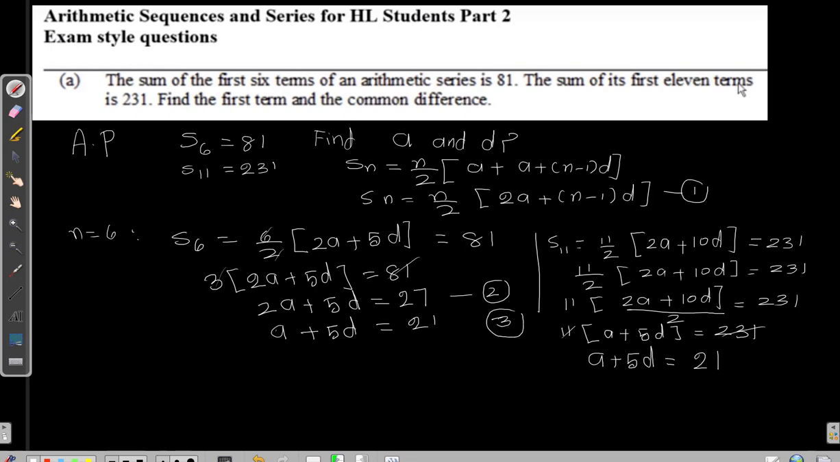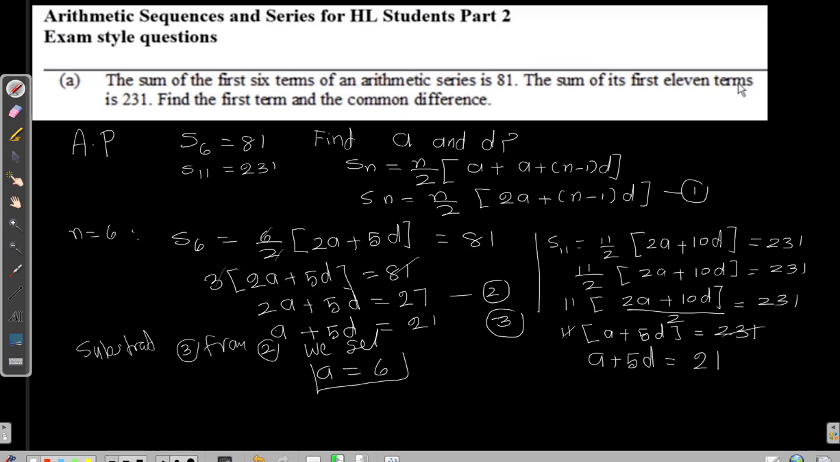So the easy way is, what we can do is subtract equation 3 from equation 2. We get 2a minus a is what? a equal to, 5d, 5d cancel out, 27 minus 1 is 6, so a equal to 6.